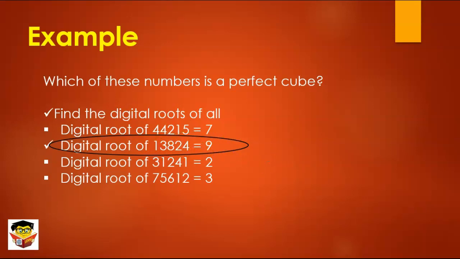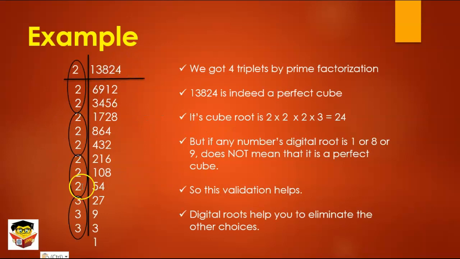Now that we have 13824, we know that it may be a perfect cube, right? But since we've already been given that one of these numbers is a perfect cube, we know that this has to be a perfect cube, but it's always good to validate, right? And of course, by prime factorization, we got four triplets: 3 triplets of 2 and 1 triplet of 3. So that means our guess was right. 13824 is definitely a perfect cube. Its cube root is 2 times 2 times 2 times 3, which is 24.